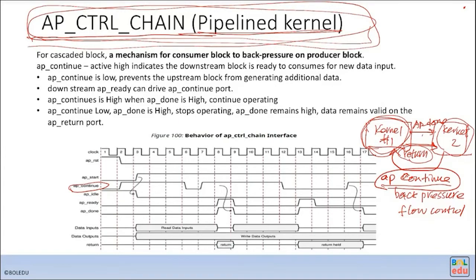2020.2, this new version, I see the application where the host program can execute the kernel function in pipeline fashion. Later on, we will see how AP continue is used by the host program to do the pipeline kernel execution. I think that's a new feature in at least 2021 or 2020.2. So the original design of the AP control chain is for cascaded pipeline kernel functions, connected back to back using AP continue for back pressure.